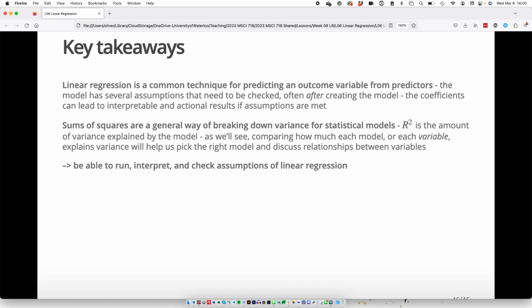So key takeaways. Linear regression is a common technique for predicting an outcome variable from predictors. The model has several assumptions that need to be checked, often after creating the model. Coefficients can lead to interpretable and actionable results if assumptions are met. Sums of squares are a very general way of breaking down variance for statistical models. R squared, you've seen before, you'll see it again. It's the amount of variance explained by a model. And you've seen this in correlation, where R squared is R squared. Little r is big R, right? In this case. Comparing how much each model or variable explains the variance will help us pick the right model and discuss relationships between the variables. We'll talk about selecting your model next week. So, be able to run, interpret, and check assumptions of linear regression.